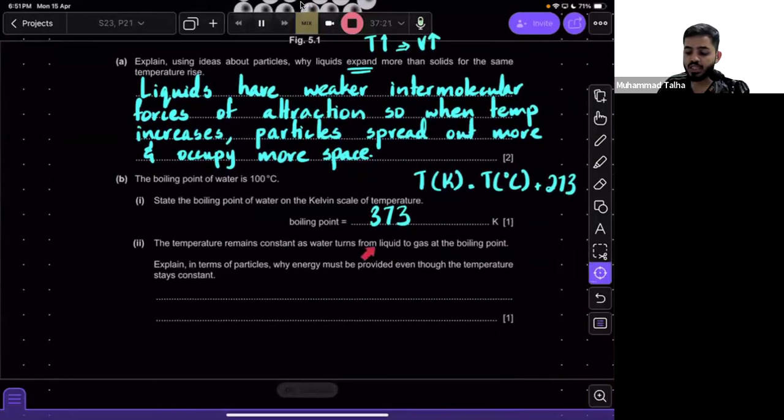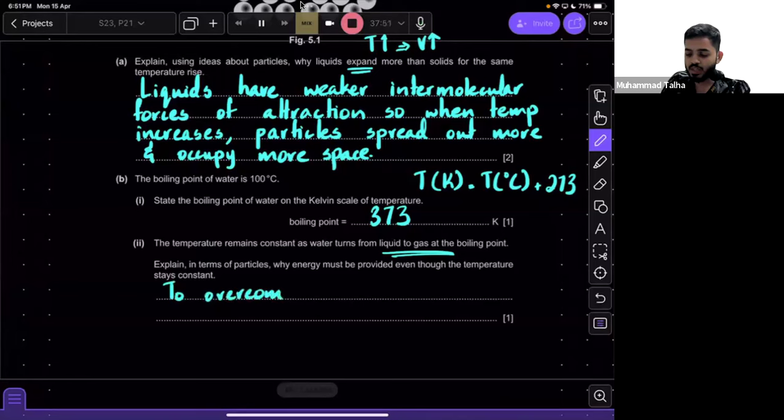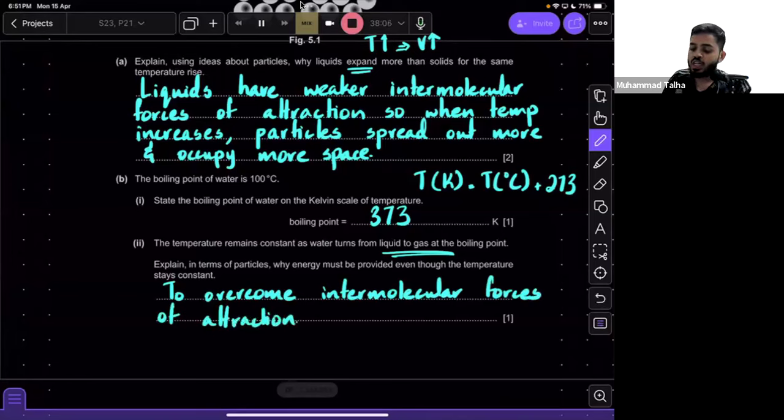The temperature remains constant as the water turns from liquid to gas at the boiling point. This is stuff that you know, that whenever states change, the temperature stays constant. So you must have also studied this when you were going through this chapter: the temperature is not increasing. So that heat energy which is consistently being supplied, where is that going? You can say it in either of two ways. Either you can say it's used to overcome intermolecular forces of attraction, or the other way to say this is that since temperature is not increasing, nothing is happening to the kinetic energy. So that energy which is provided is used to increase the spacing of the particles. So it increases the potential energy.